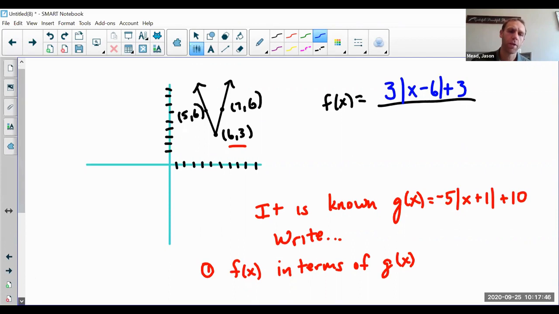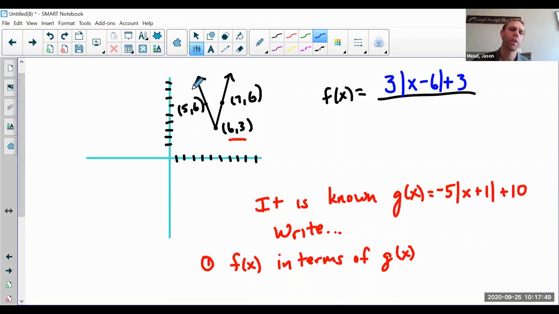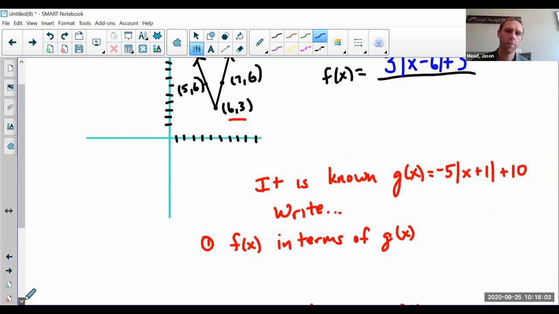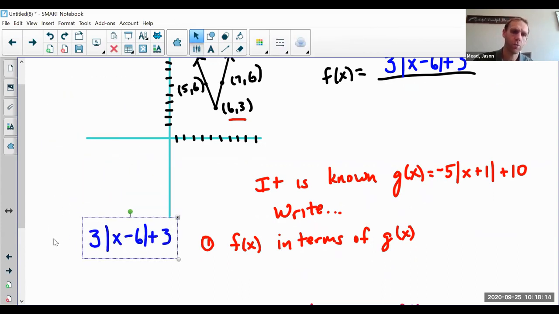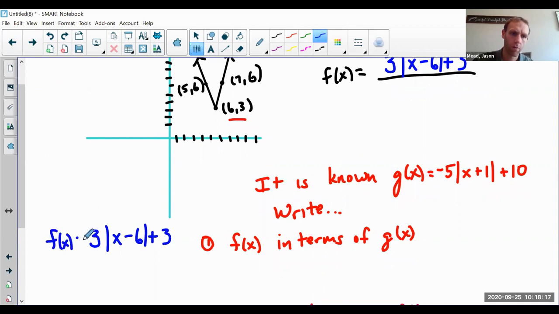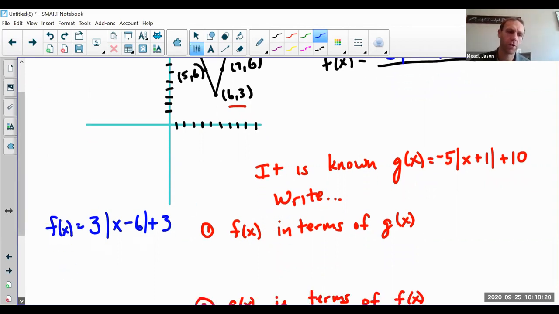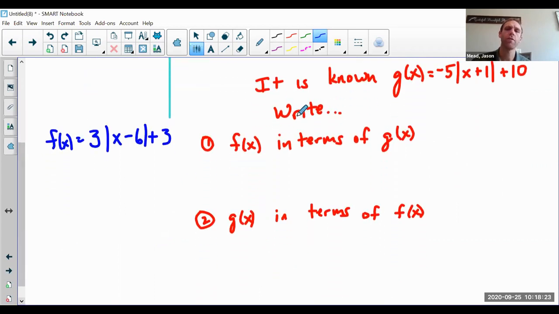Now what I want to do is transform this in terms of other things. So it is known that g of x is this function. My job here is, I'll move this down, or at least copy it, so we can see it later. My job is to write f of x in terms of g of x, and g of x in terms of f of x. So what does that mean?